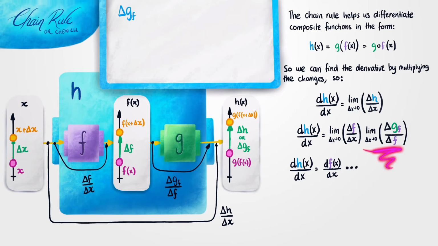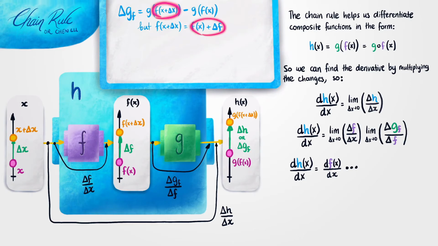Now if we want to simplify this, we're going to have to find an easier way to write change in g of f. If we just look at this value over here, we can see that change in g of f is the same thing as change in h, which is the same thing as g of f of x plus change in x minus g of f of x. Now after this, we want to pay attention to this f of x plus change in x. Looking at this value over here, we can see that f of x plus change in x is the same thing as f of x plus change in f. And therefore we can actually swap this for this, because it's actually equivalent.